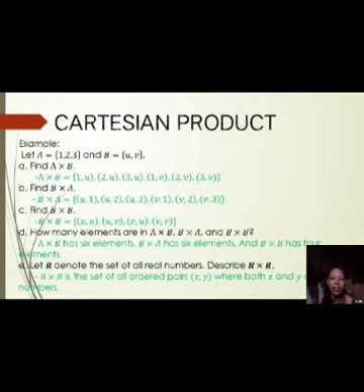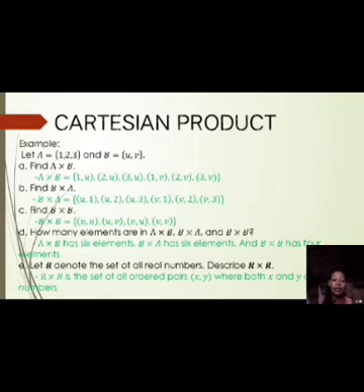A cross A is equal to the elements (U,1), (U,2), (U,3), (V,1), (V,2), (V,3). C. Find B cross B. B cross B is equal to the elements (U,U), (U,V), (V,U), and (V,V).